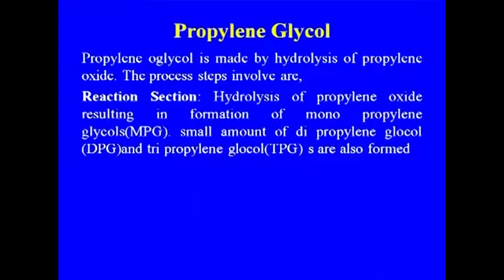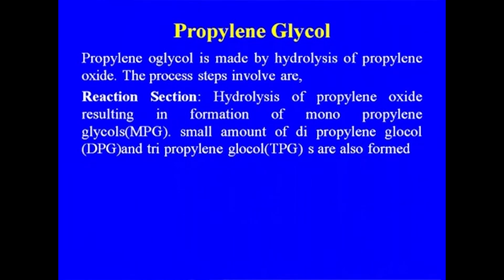Let us discuss now another important product from propylene, that is propylene glycol. Propylene glycol means all three: monopropylene glycol, dipropylene glycol and tripropylene glycol, because all three glycols will form, the same as it is done in the case of MEG. You will have to control the amount of water in the hydrolysis. So, propylene glycol is made by hydrolysis of propylene oxide.